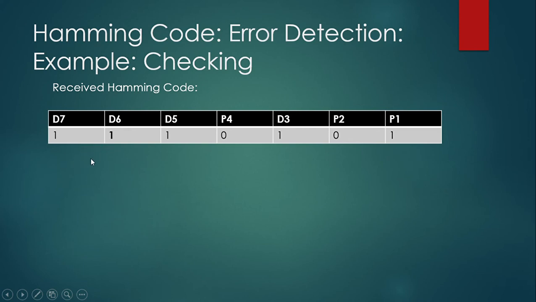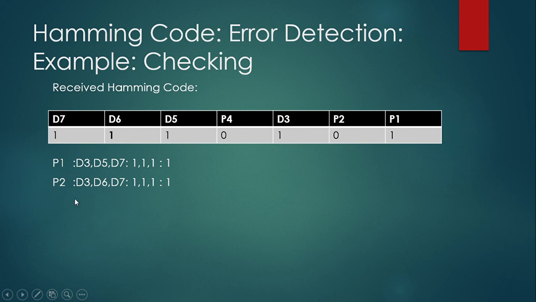The computer is checking it. But how does the computer find out? It again implements the same algorithm: P1 comparing D3, D5, D7. It calculates the even parity, which happens to be 1, and you find P1 to be 1 over here. No problem. Now let's check for P2. P2 compares D3, D6, D7. It finds out the even parity. D3 is 1, D6 is 1, D7 is 1, so its even parity is 1, but unfortunately P2 happens to be 0.